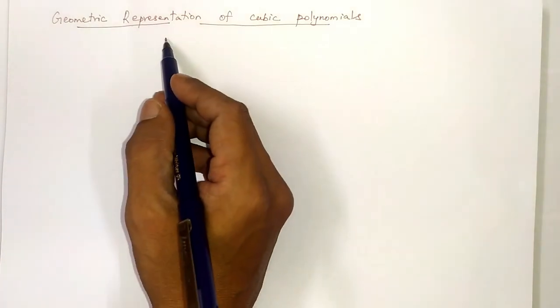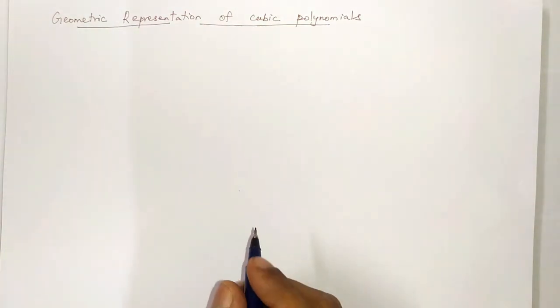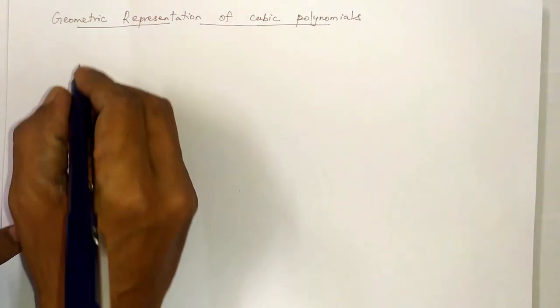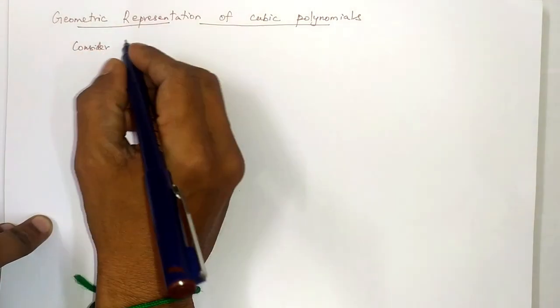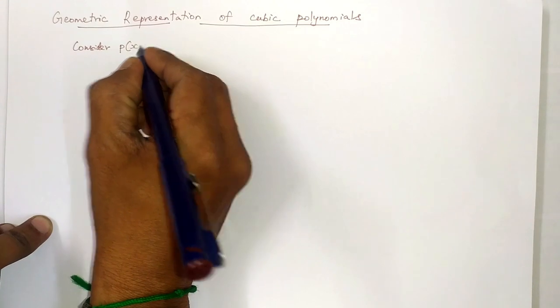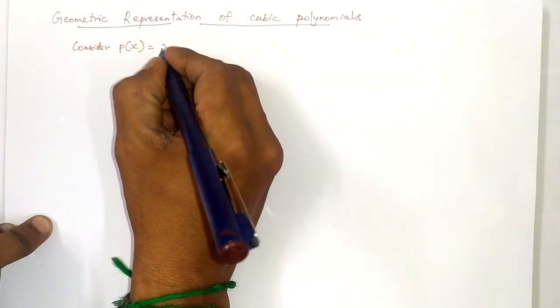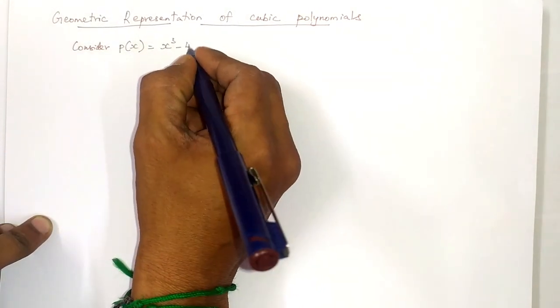Hi, in our previous video we discussed the geometric representation of quadratic polynomials. In this video we will discuss the geometric representation of cubic polynomials. Let us consider a polynomial, say p of x is equal to x cube minus 4x.